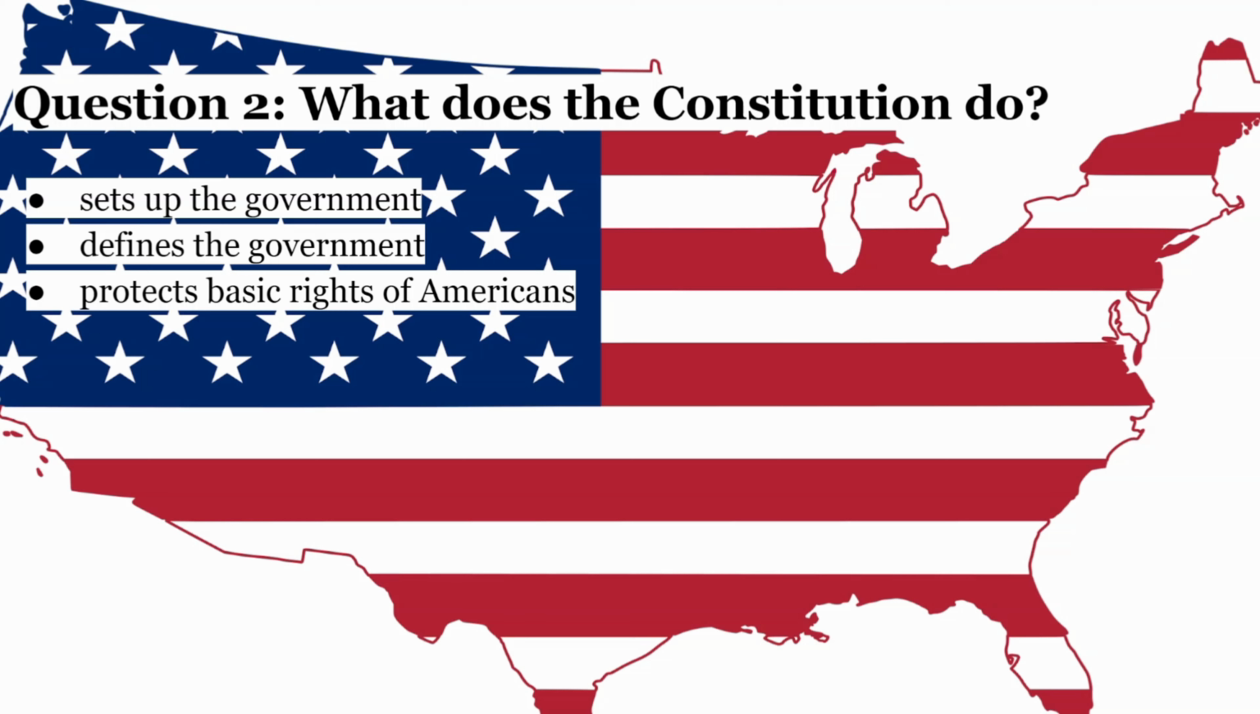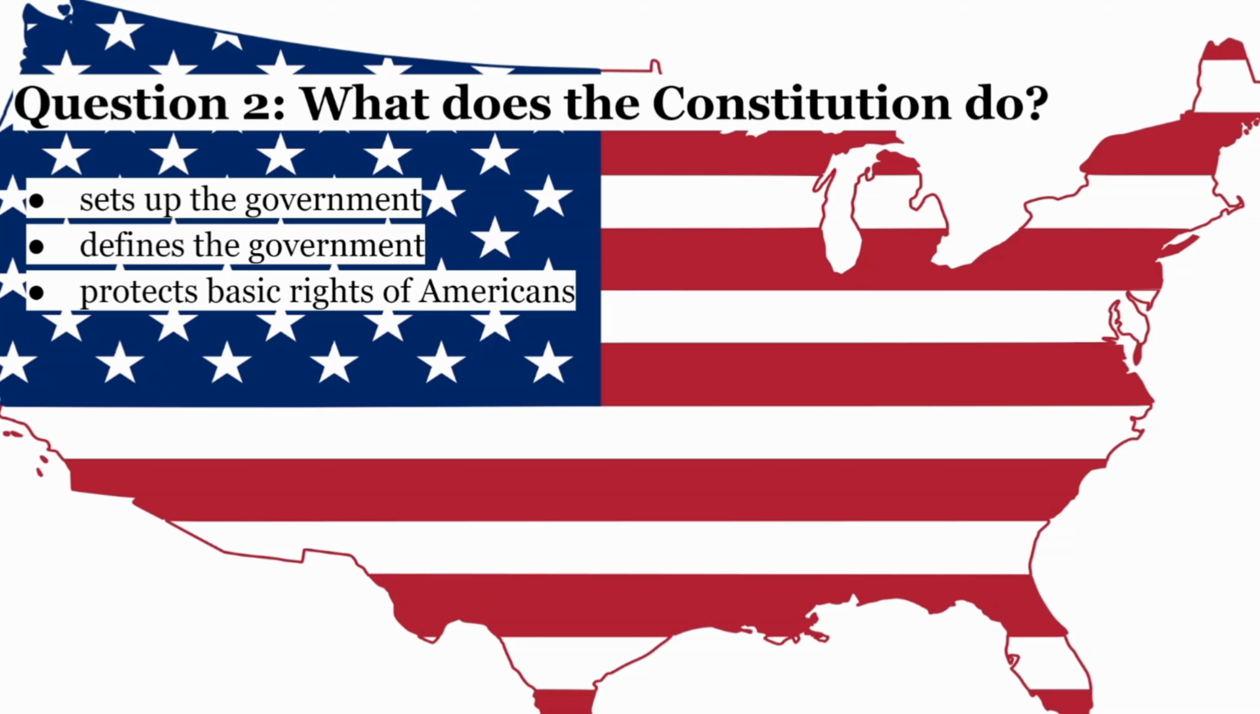And then the third answer, protects basic rights of Americans. There will actually be a question about this later, but the Constitution contains, for example, the Bill of Rights, which sets out the list of rights that each US citizen has, okay? So you must know that the Constitution is also the place where our rights are listed out. So that is also important to notice, and there will actually be another question coming up soon about these basic rights in the Bill of Rights.